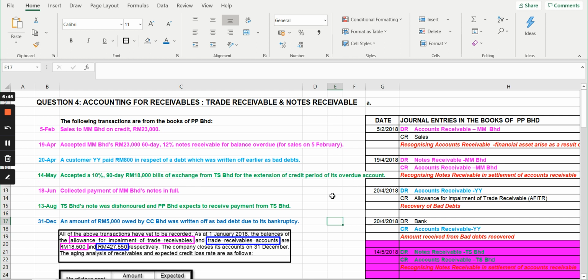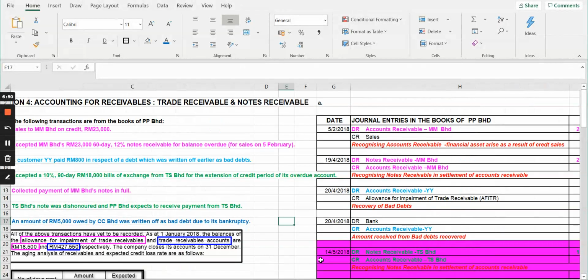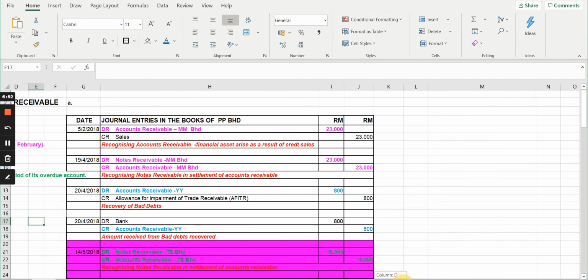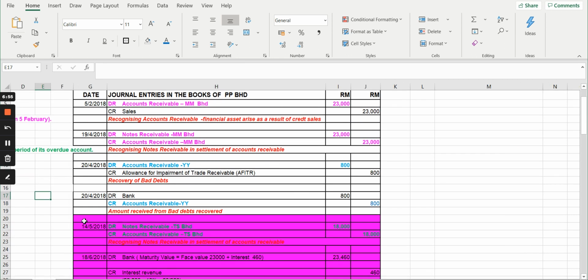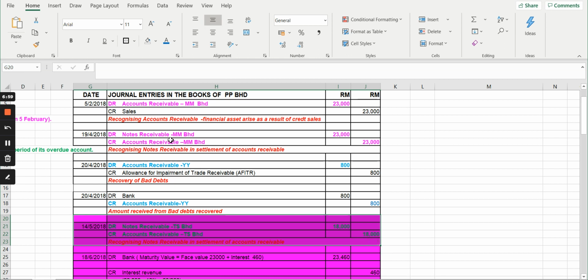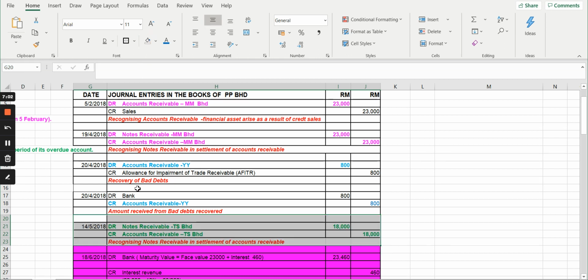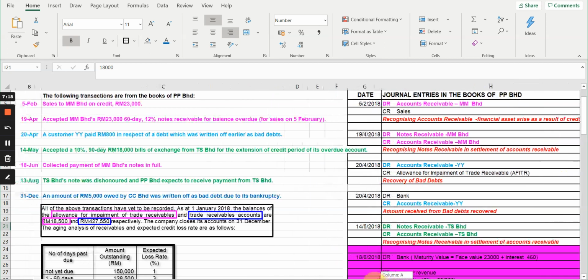So let's record that on 14th of May. You need to record that first. To record that, if you can still recall, it was the case of TS Berhad. So for TS Berhad, you will debit the notes receivable and you will credit the account receivable. So that is 18,000. And how much is that 18,000? That 18,000 is relating to the face value.